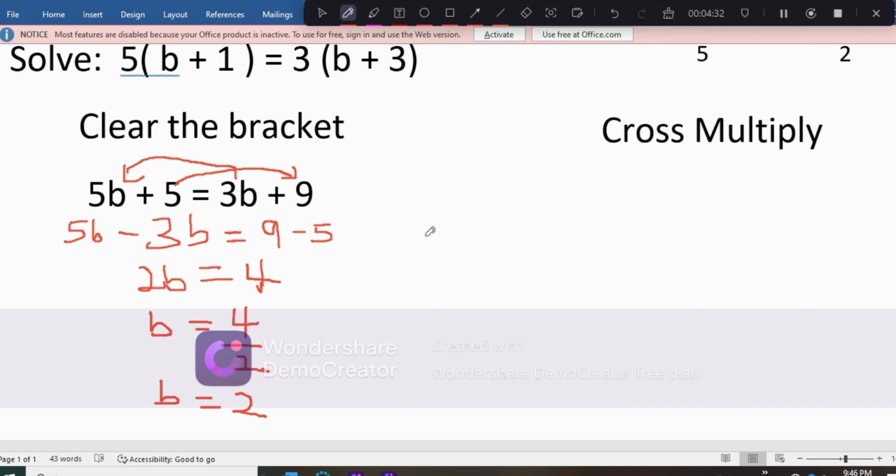Okay, let's look at the other side. We have another example on the right hand side. I want to go to the right hand side of the equation. What's happening? Okay, let me pick this.